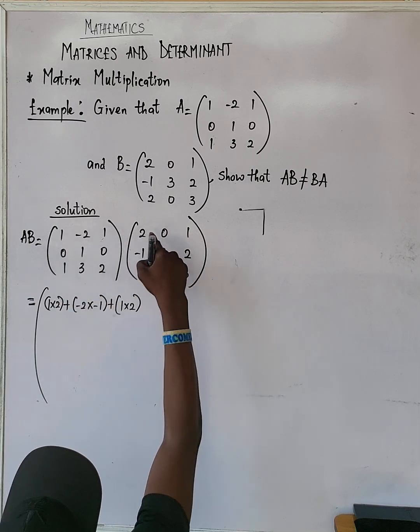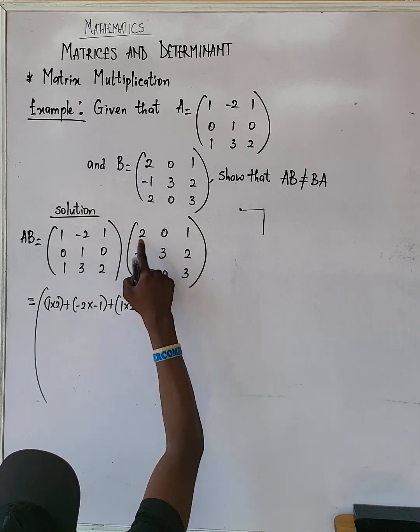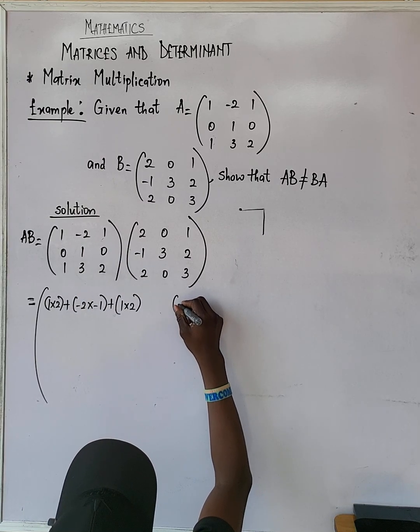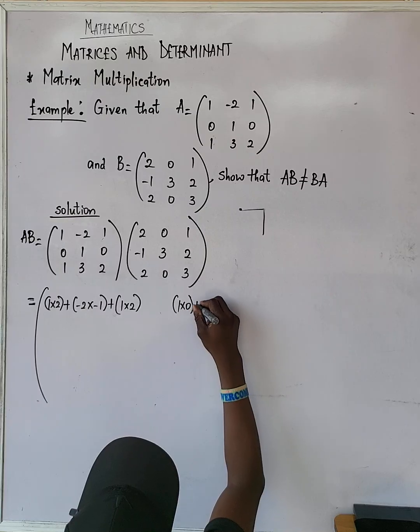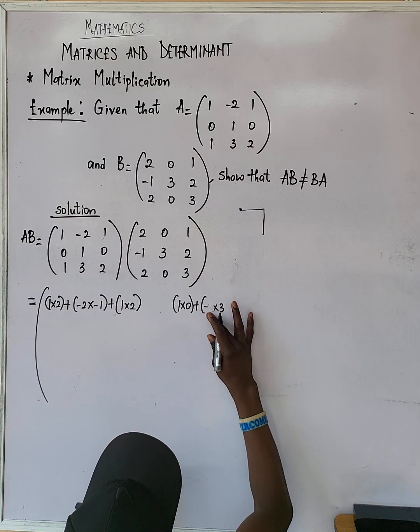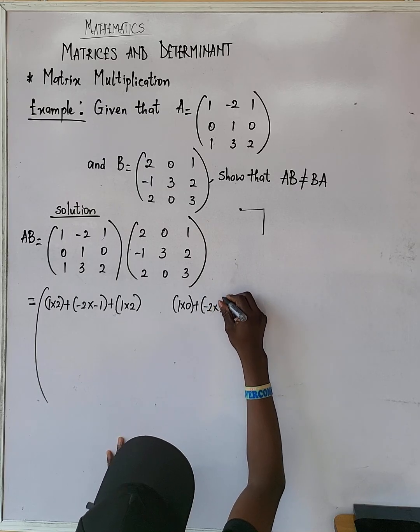So let's go again. This will multiply this. This will multiply this. So what do we have? We have 1 multiplied by 0 plus minus 2 multiplied by 3. This is minus 2 multiplied by 3.